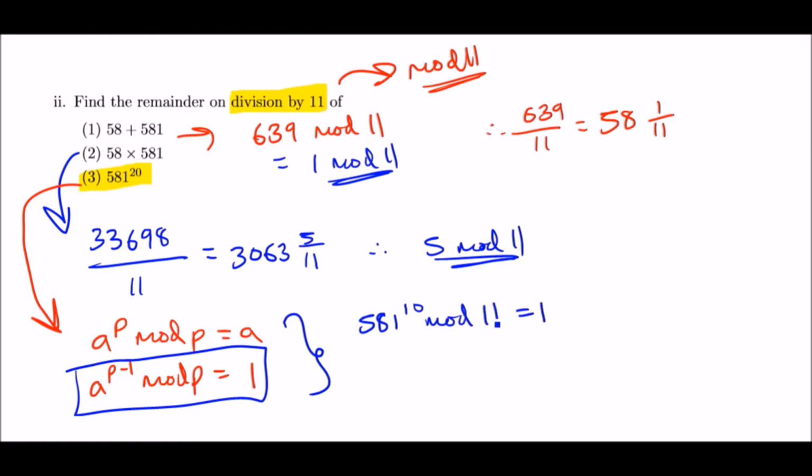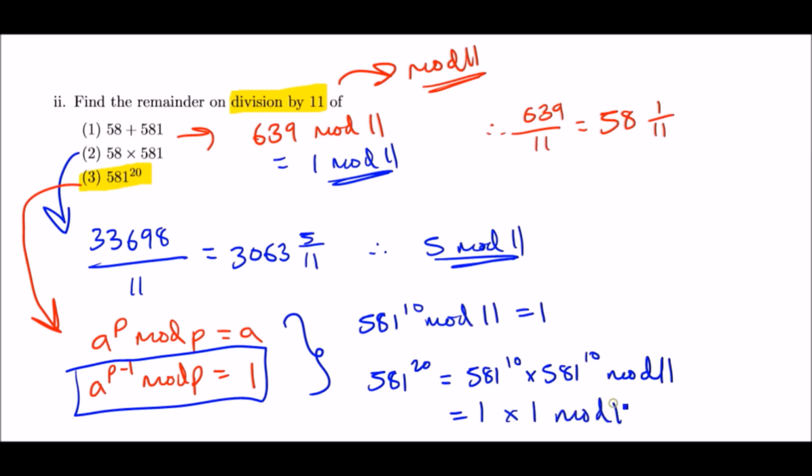Now, how can we relate this to 20? Well, if you just times this by itself, that's the same as 581 to the power 10 times 581 to the power 10, and we can of course add mod 11. Now, we both know that both of these equal 1. So this means literally 1 times 1. So 1 times 1 mod 11 is 1 mod 11. So the remainder is 1.